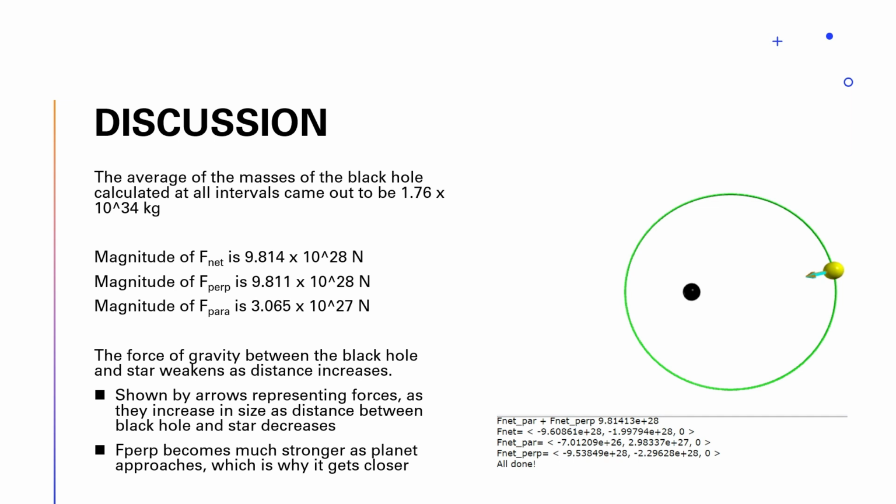The force of gravity between the black hole and star weakens as distance increases. That's intuitive, right? Gravity has more of an effect the closer you are to an object, because r squared is negatively correlated to force in the gravitation formula. So if you watch the video, which all y'all made this model as well, the arrows representing forces increase in size as the distance between the black hole and star decreases. As it's on the left side of that circle, you can see the arrows get really big. And then F perpendicular becomes much stronger as the planet approaches, which is why it gets closer. So F perpendicular is kind of pulling the star closer to the black hole.